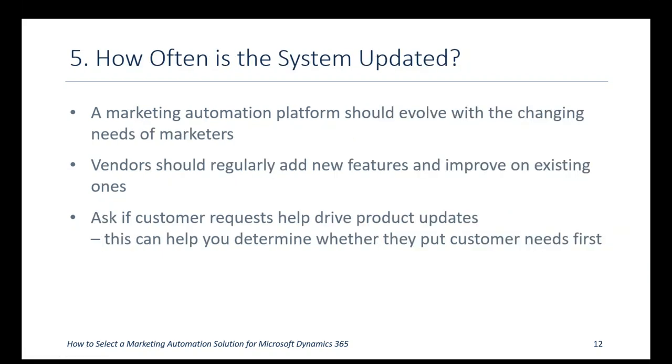Five, how often is the system updated? Consumer behaviors and preferences are going to change over time, so to be successful, marketers must adapt to those changes. A marketing automation platform should really evolve with the changing needs and use cases of marketers. You want to be sure to look at how often each system you're considering is updated, and not just with fixes for problems that may come up, although those are also important too, but vendors should be regularly adding new features and also improving upon existing ones.